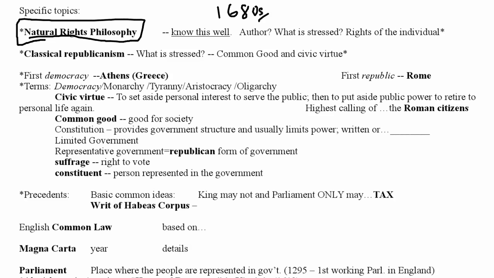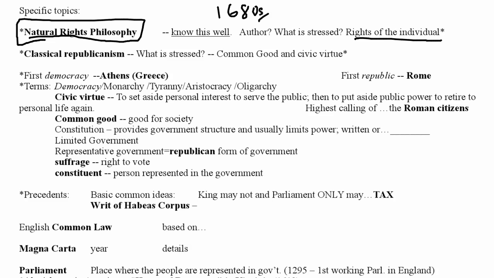What is stressed is the rights of the individual, specifically the natural rights. We said the philosophy kind of goes like life, liberty, and property. All men are created equal. The purpose of the government is to secure those rights, and the people give their consent to the government. But if the government fails to secure or protect those rights, then the individuals and the people have a right to revolt or withdraw their consent and start another government.